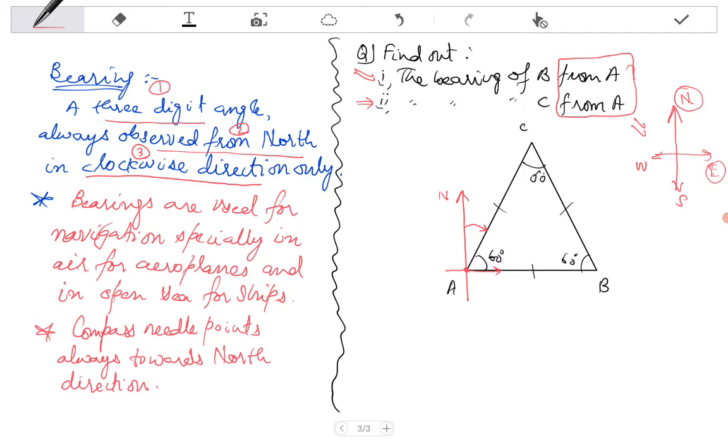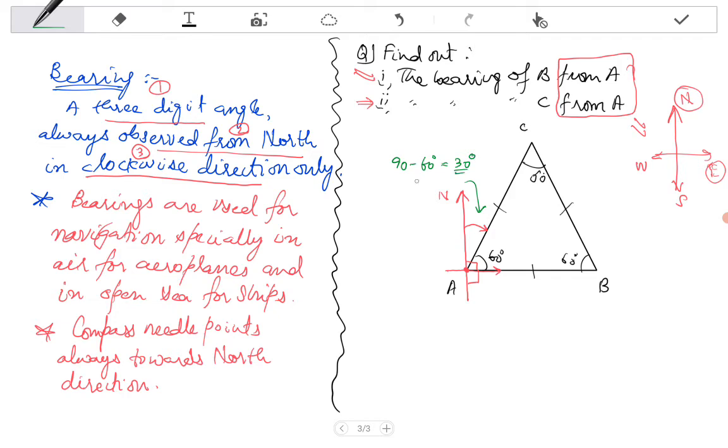And now it's easier to find it out. How can you find it out? Because this angle is 90 degrees. The angle between east, west, north, south is always 90. So north and east are making 90 degrees with one another, and east and south are making 90 degrees with one another. So this is already 90, so this is also 90 degrees. You just have to subtract 60 from 90 in order to get this answer. So what is the bearing of C from A? This angle is 90 minus 60, that is 30 degrees.